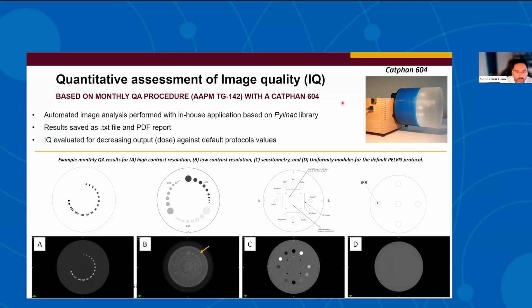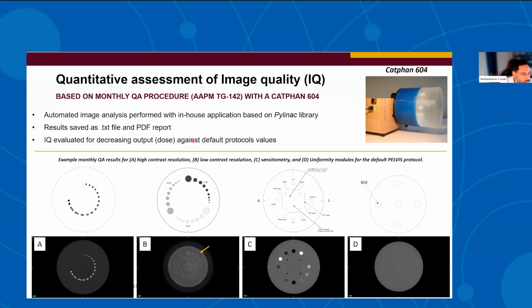So if you're not familiar, I recommend you look at it. It's Python based, and you have a lot of different functions to analyze your images. So we saved the results text file and PDF report, and we did an automated analysis with MATLAB. And the image quality was evaluated for the decreased output against the default protocol values.